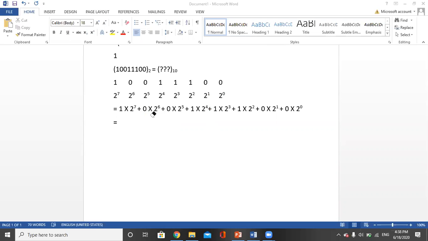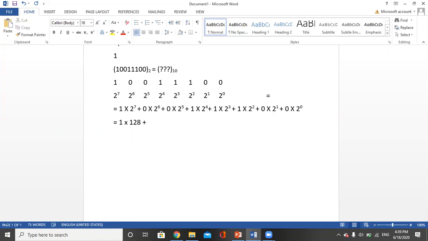Anything multiplied by 0 is 0. For example, 2 to the power 6 is 64, and if we multiply it by 0, that will be 0. So the first thing we have here is 1 into 2 to the power 7. That is 2 into 2 into 2 into 2 into 2 into 2 into 2, that's 7 times. 2 twos are 4, 2 fours are 8, 2 eights are 16, 2 sixteens are 32, 2 thirty-twos are 64, 2 sixty-fours are 128. So 2 to the power 7 is 128.